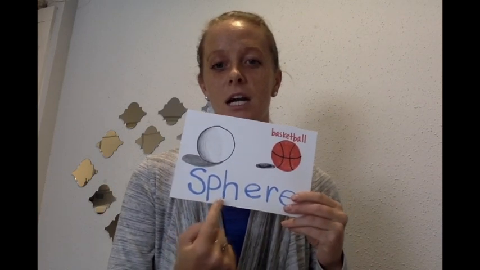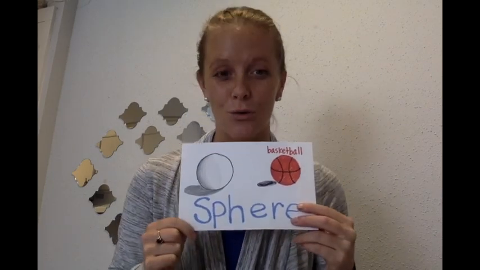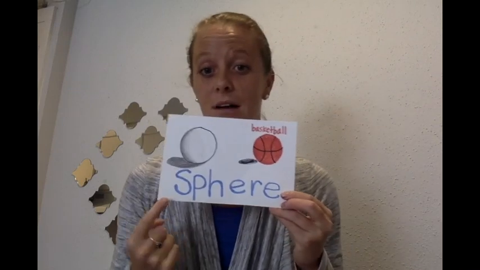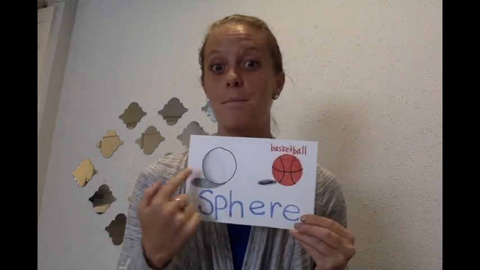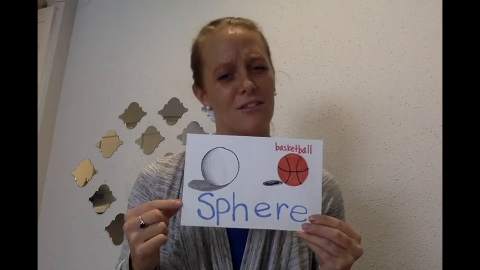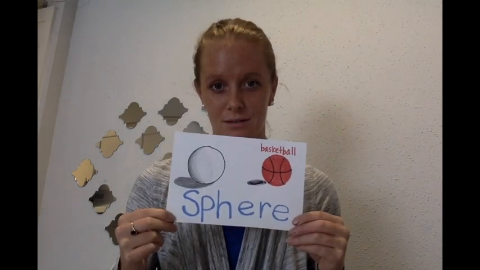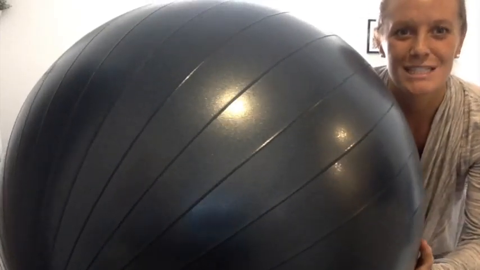So this is a silent combo here. P and H says like phone, like my phone. So we pronounce this sphere. Say it with me. Sphere. A sphere is a 3D shape that looks like a ball. So an example would be a basketball. It's curved all around. This is an example of a sphere.